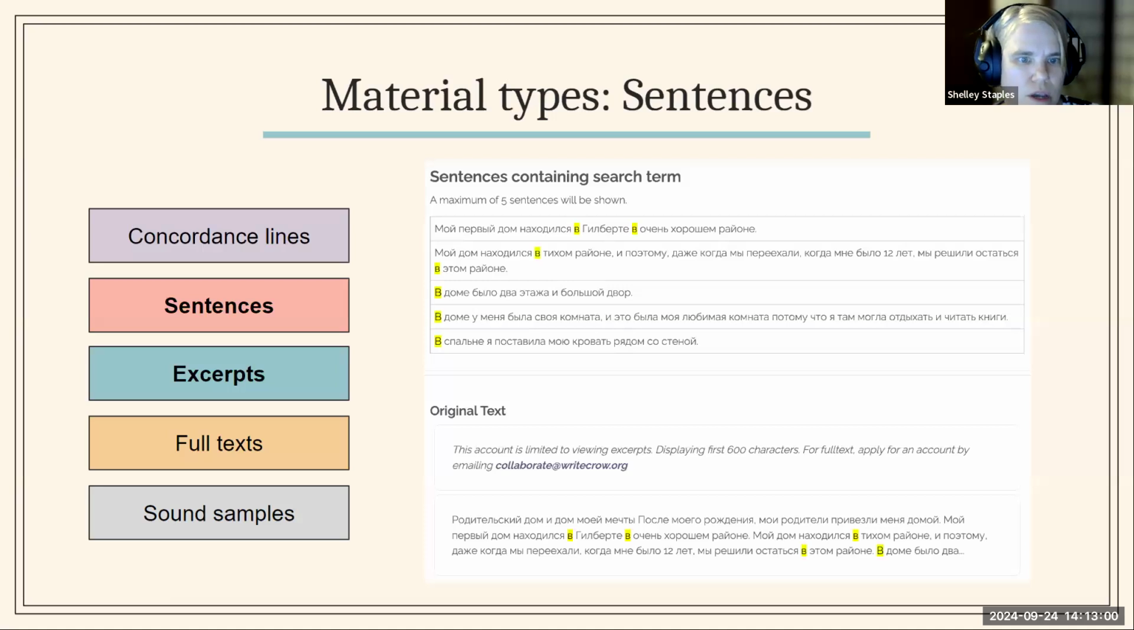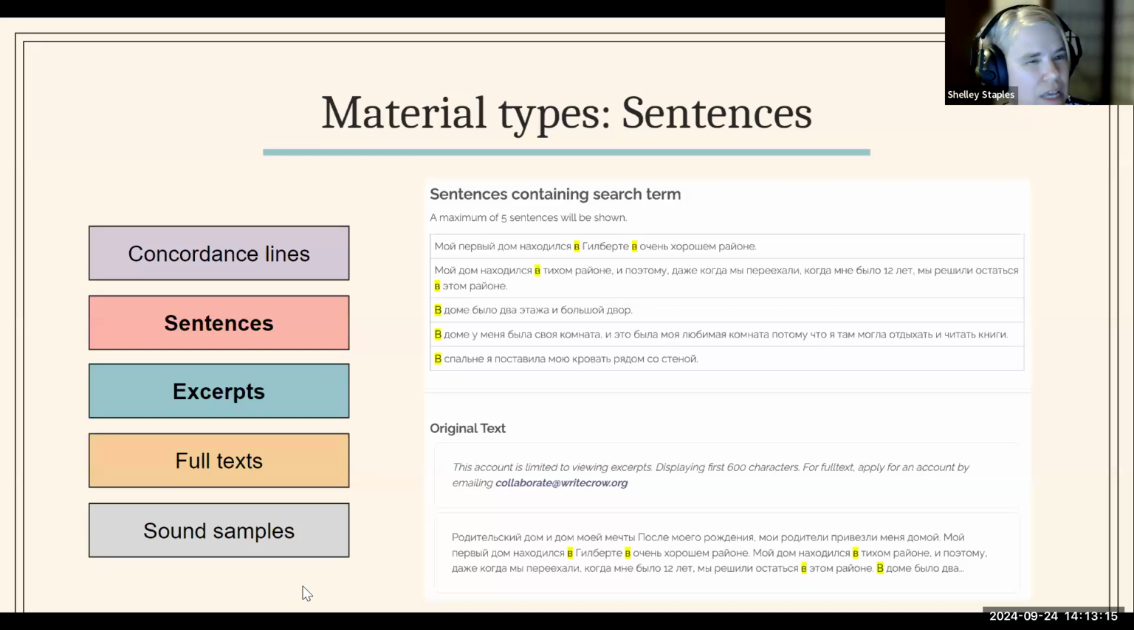And then we also recognize that sometimes you want full sentences. And so in recognition of that, we have a sentence view. So you can toggle between those concordance lines and sentences and see what you want to use. And again, just to let you know, with the Crow corpus, the writing corpus for English, we have all the same functionalities. So that's another thing you can take a look at if you're interested.